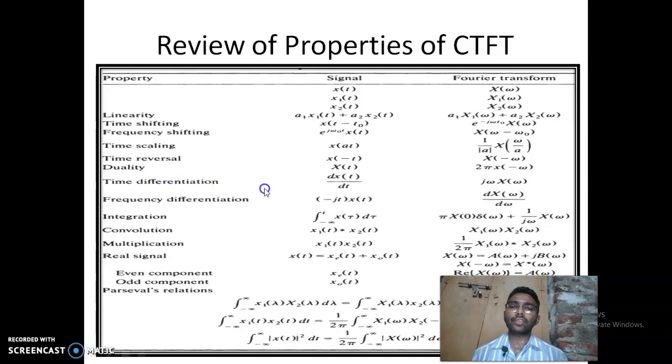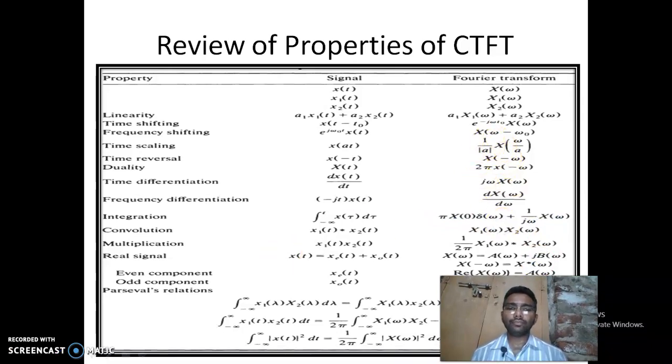The time differentiation: the Fourier transform of d by dt of x(t) is j omega into X(omega). I think we have done the proof for this also in the class. The next one is frequency differentiation, that is, differentiation in the frequency domain. The corresponding inverse Fourier transform is minus jt into x(t). And the integration or accumulation, the integral from minus infinity to t of x(tau) d tau, has a Fourier transform given by pi into X(0) into delta(omega) plus 1 by j omega into X(omega).